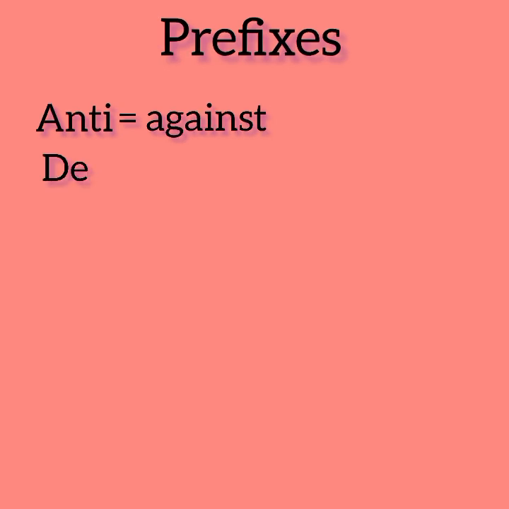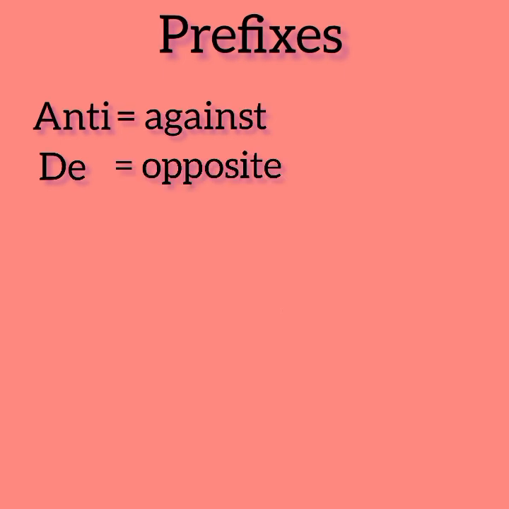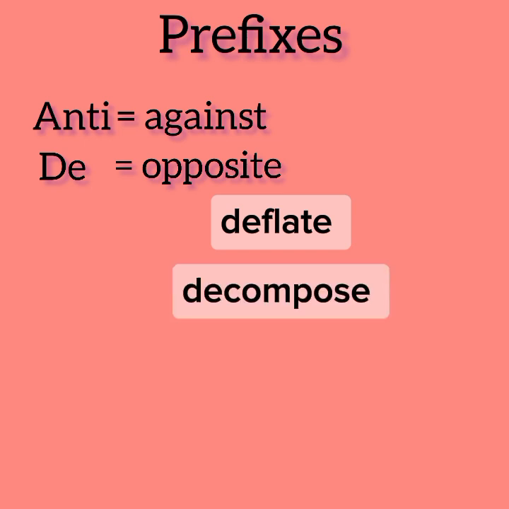Next, we have de. The prefix de means down or away from. It is used to form words that often have a meaning opposite to the original word. Here are some examples. Look at the word deflate. Deflate means to let the air out or bring it down. Or you could take the example of the word decompose, which means to break down something into parts. Or just think about the word decode. In all these words, the prefix de is all about reducing or reversing something.